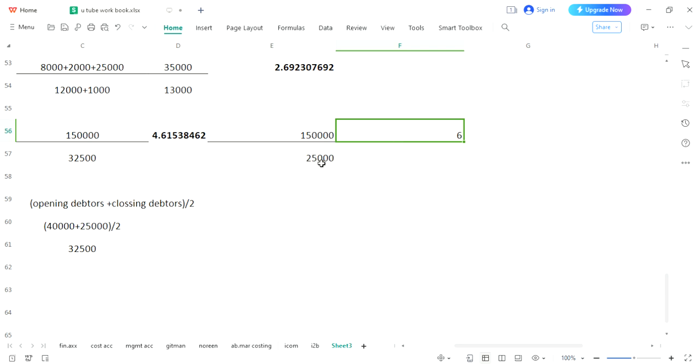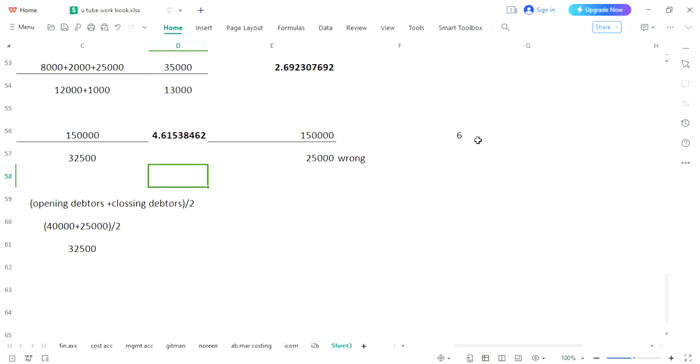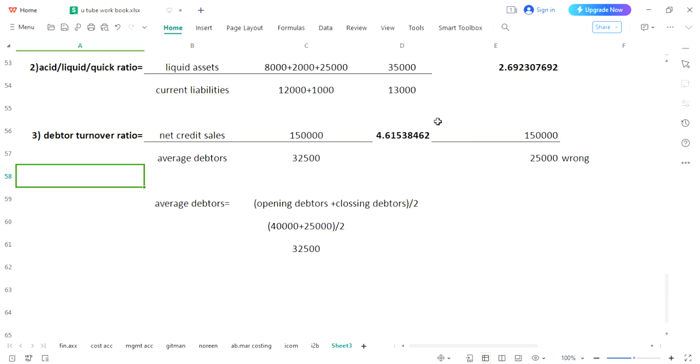Please repeat it many times. Average debtors has been calculated in this way, and the answer was 4.6, but when the average has not been calculated, the answer was 6, which is the wrong answer. 6 is not the exact answer. So please note this is the accurate answer, 4.6.